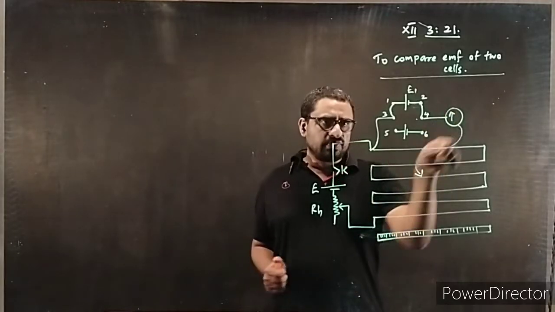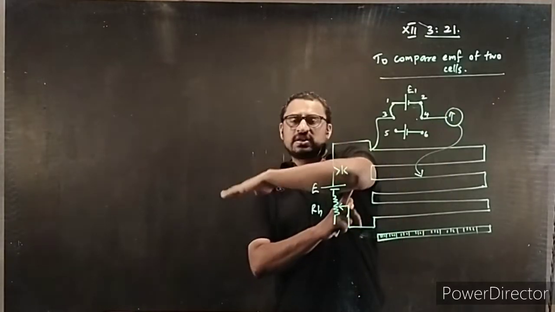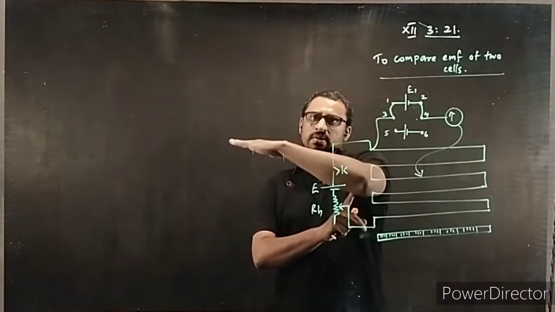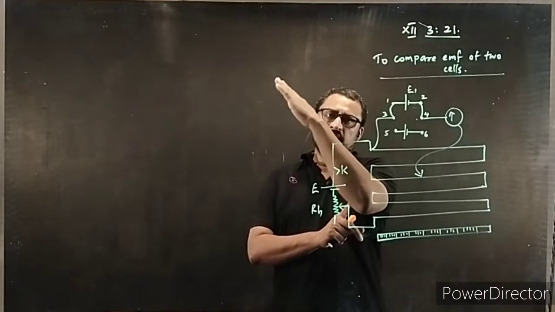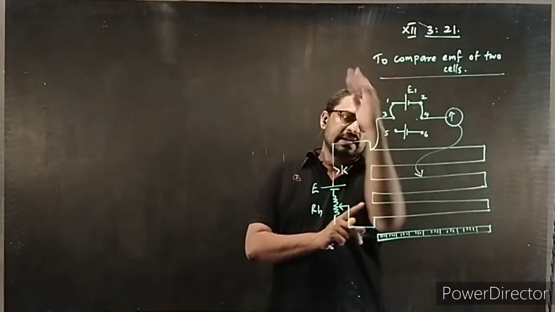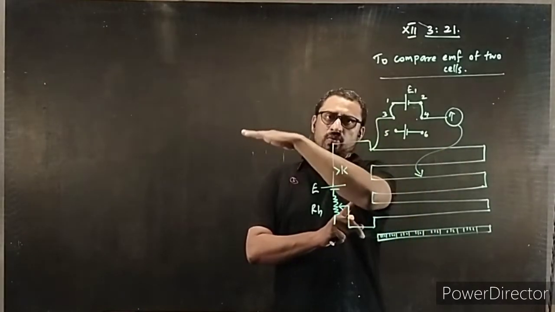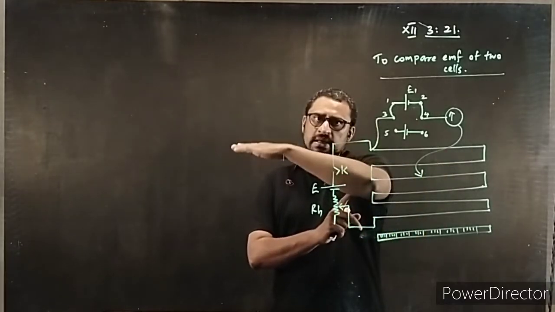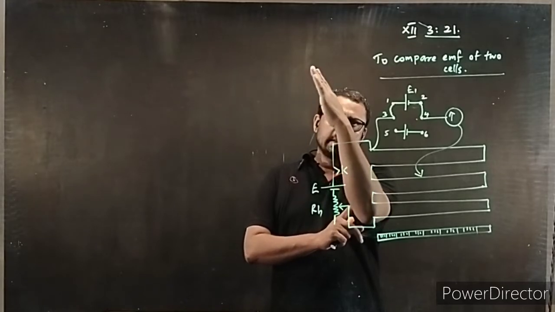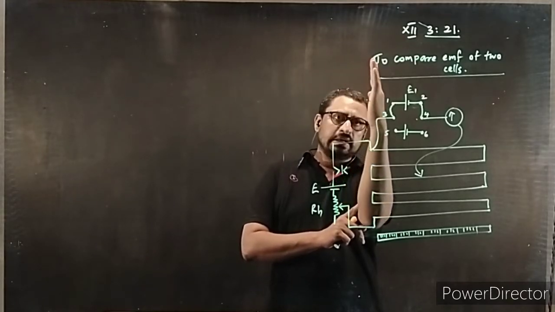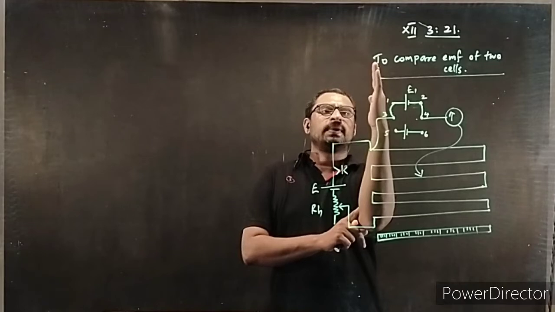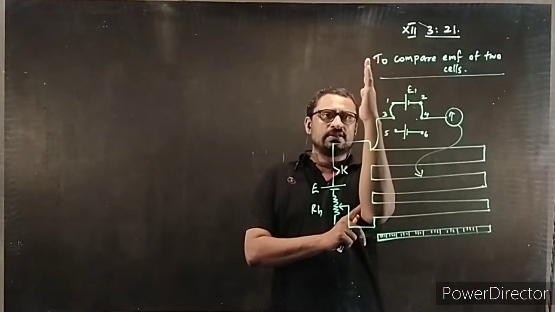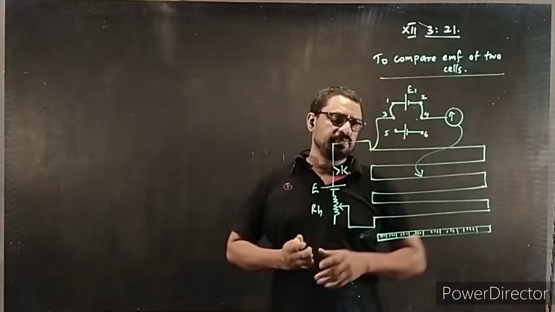Now what you have to do is connect it here, and there will be deflection in one direction. Slowly move the jockey. Slowly moving, you will start decreasing the current. Slowly moving the jockey over the length, the galvanometer will start to decrease its value. At a particular position, the galvanometer will be at 0, which means that is the null point.